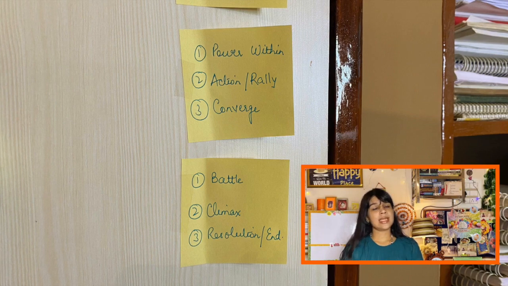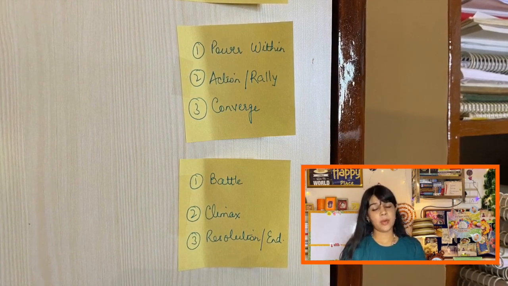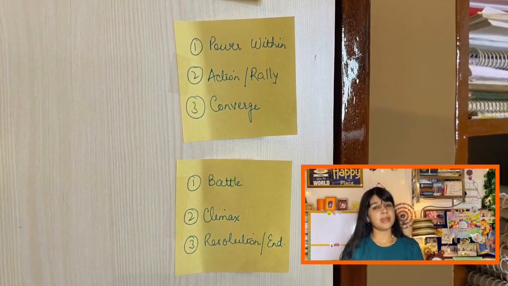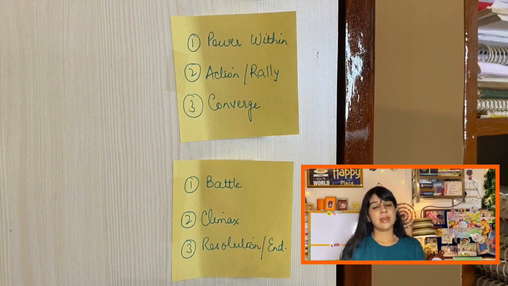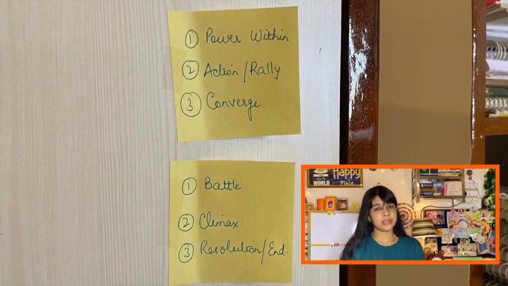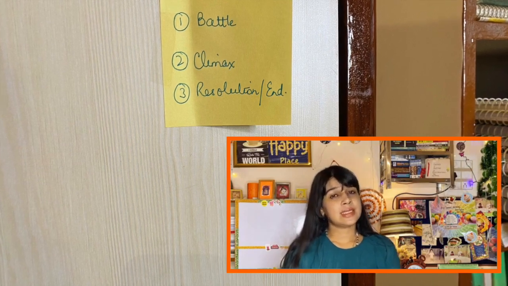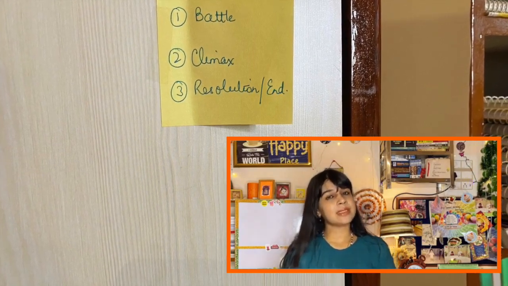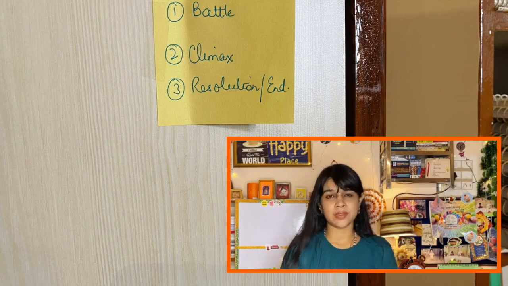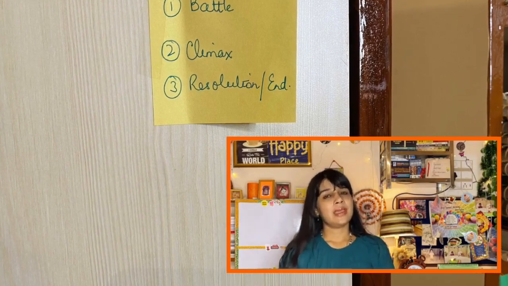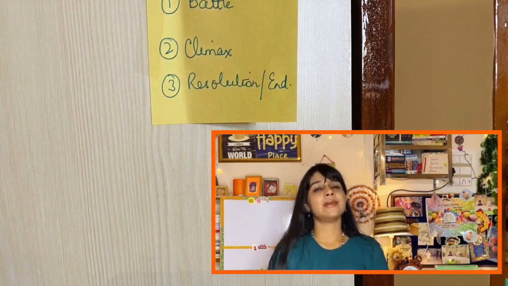After that, the next 3 points include there is some power within, some action is taken, and then convergence. That is towards the positive end. And the last set is the battle, the climax, and finally the end. That is happy ending, resolution. Everything happens for the best. That is the moral of the story. So that is the 15 beat or the 3-act structure of Save the Cat.